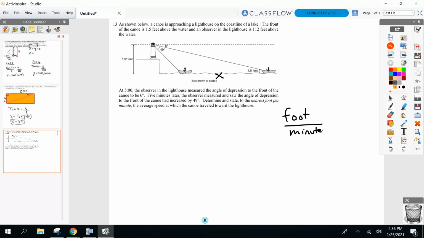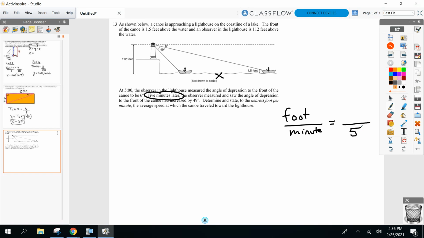All right, I already know it's traveled. Where'd it go? 5 minutes later. I already know it's traveling 5 minutes. So what I need to find out is how many feet did it travel in those 5 minutes so I can divide by 5, because it wants your answer in feet per minute.